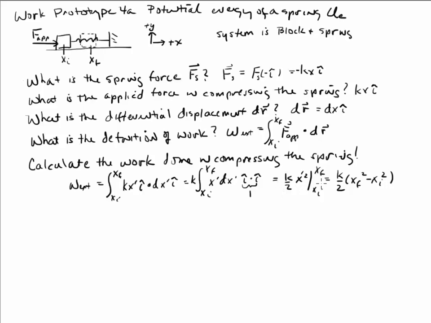Carrying out the integration, we find that the external work is equal to 1/2 k, the x final squared minus x initial squared. And if we assign xi as equal to 0 and x final as equal to x, we can write the external work as equal to 1/2 kx squared, where x is the displacement from the equilibrium position. We call this the equilibrium.